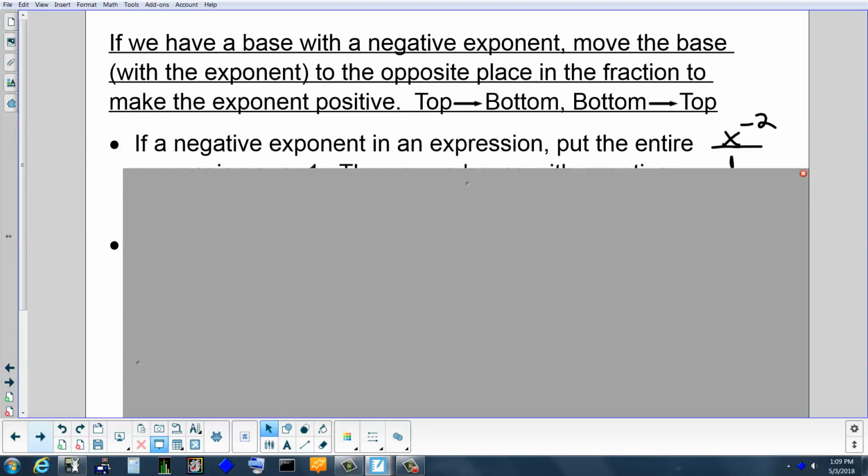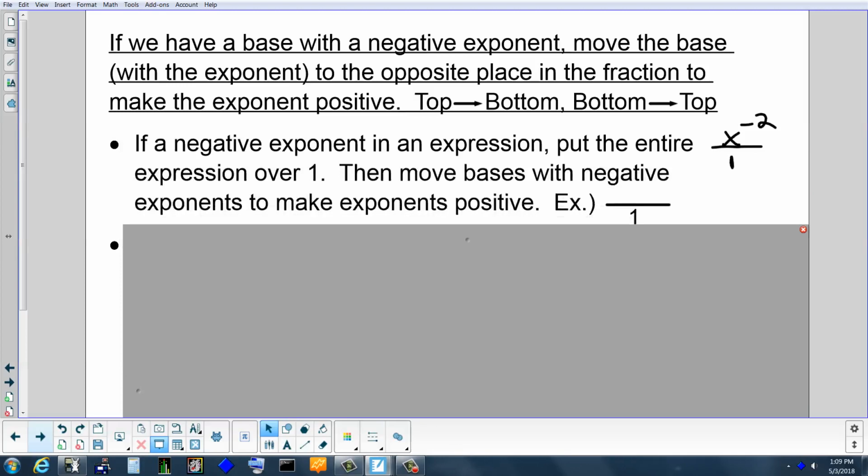If you have a negative exponent in an expression and it's not a fraction, just put it over 1. Just make it a fraction. And then what we end up doing is taking the base with its exponent. Those things are stuck together. You can't separate them. The x and the -2, think of them as glued together. This whole thing goes down to the bottom. Do we move the bottom up? Well, no. You leave what's in the bottom in the bottom.